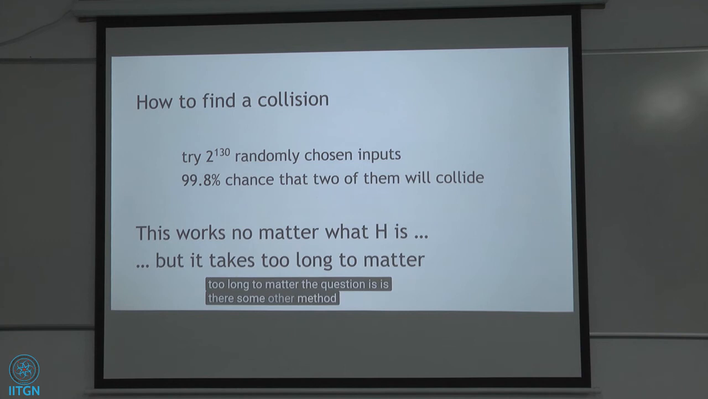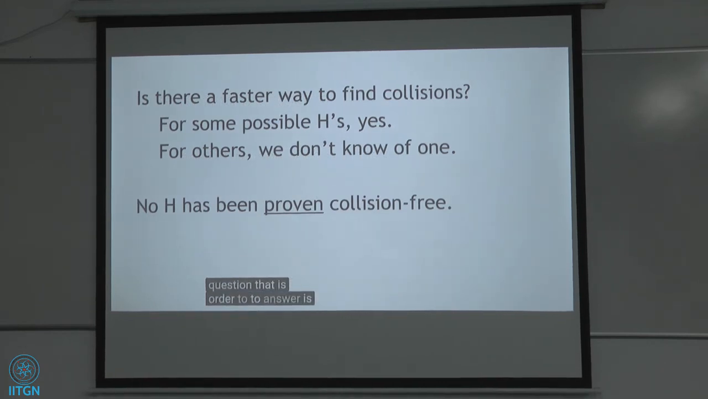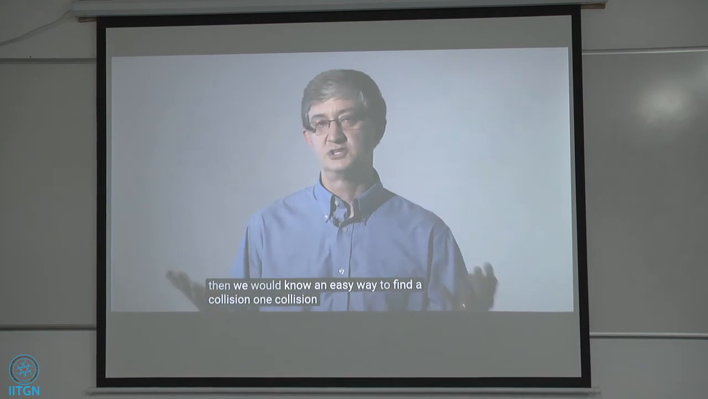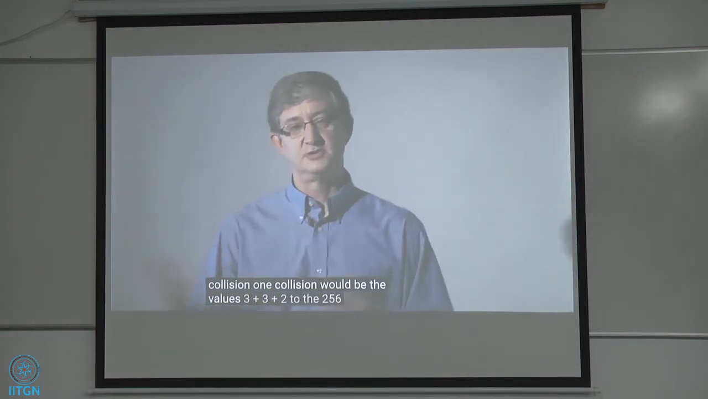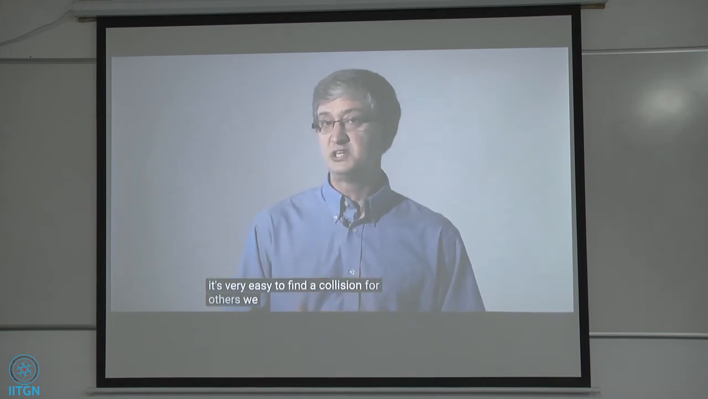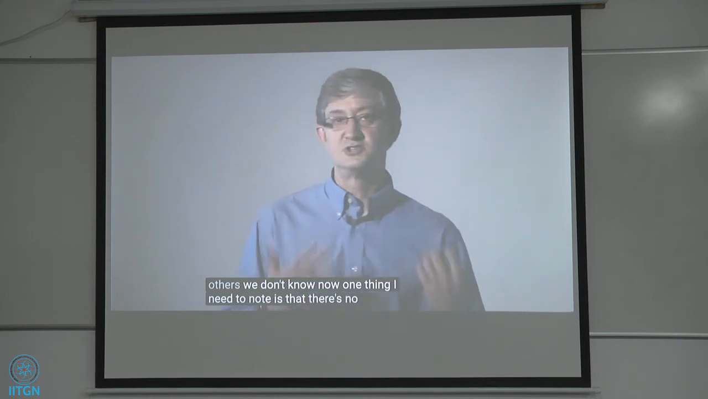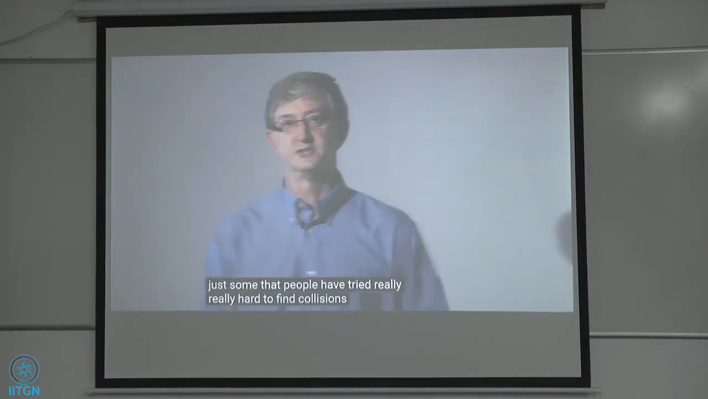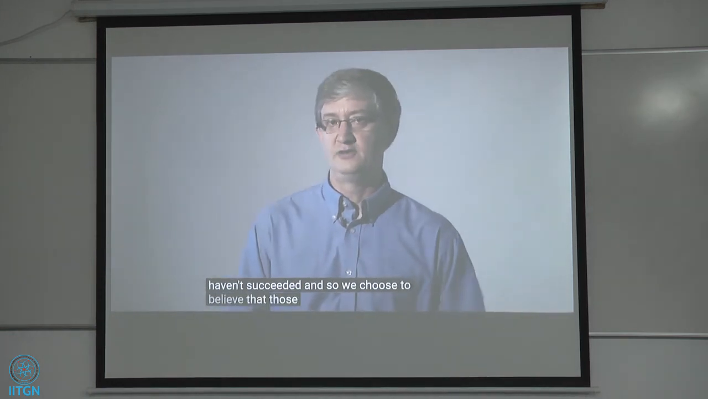The question is, is there some other method that could be used on a particular hash function in order to find a collision? And that's the question that is harder to answer. Is there a faster way to find collisions? Well, for some possible values of hash functions, of course there are. For example, if our hash function were to simply take the input modulo 2 to the 256, that is, it just selected the last 256 bits of the input, then we would know an easy way to find a collision. One collision would be the values 3 and 3 plus 2 to the 256. So for some possible values of the hash function, it's very easy to find a collision. For others, we don't know. Now, one thing I need to note is that there's no hash function in existence which has been proven to be collision-free. There are just some that people have tried really, really hard to find collisions and haven't succeeded. And so we choose to believe that those are collision-free.